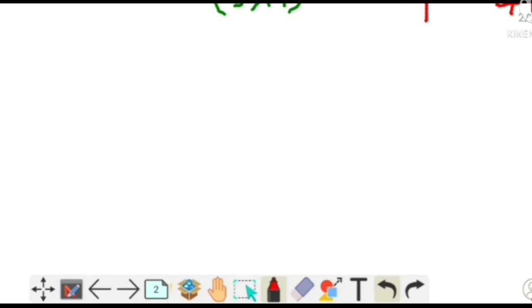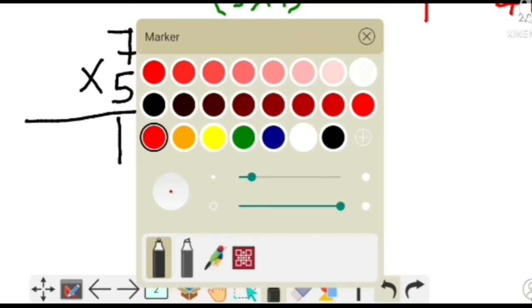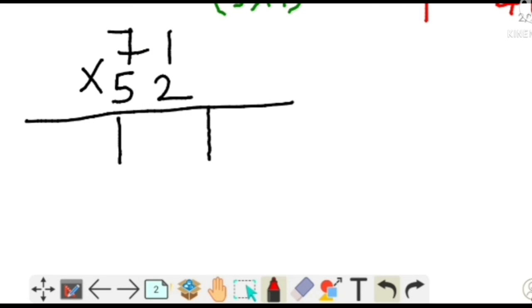Taking our next question. There is no big concept in this, it just needs a lot of practice. 71 into 52, and the third question I'll give you to do by yourself. Again make blocks and try to do it by mind. I am solving by making blocks, but if you understood it, try to do it by mind.